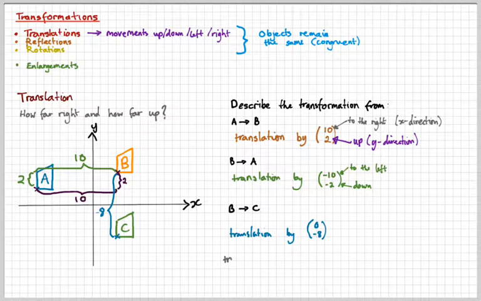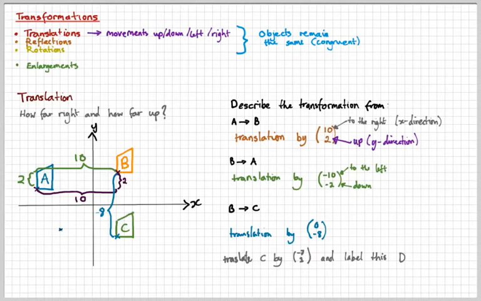I'm going to answer one last question, which you're going to do, and I'll check it when I take these in. So I want you to translate the object C by -7, 1, and label this new shape D. So translate C by minus 7, 1, and label this new shape D. If you're not sure how to do it, then put an X in the corner where C is and just move that X. So move the X minus 7 to the right, or 7 left, and 1 up. When you do that, you should end up with the X just there.